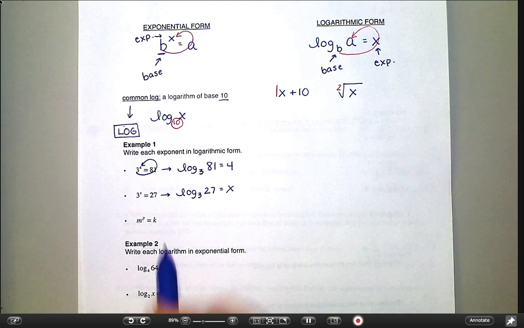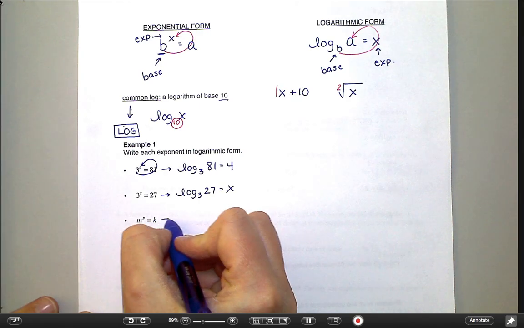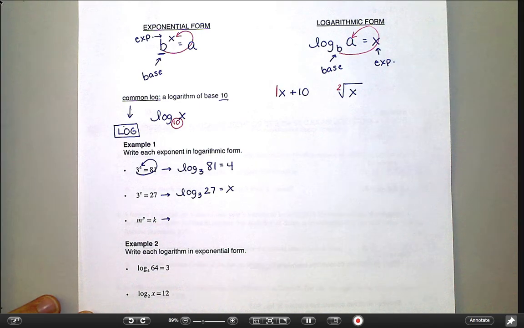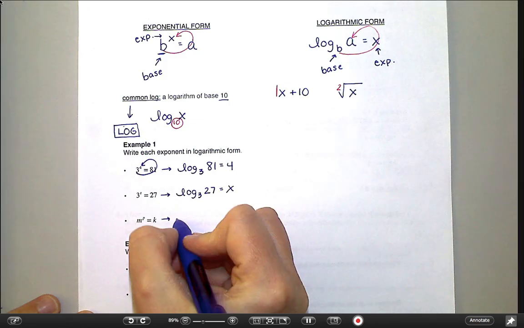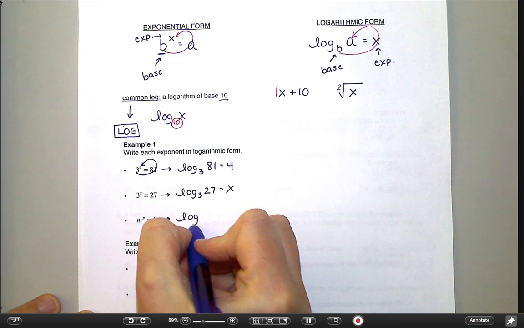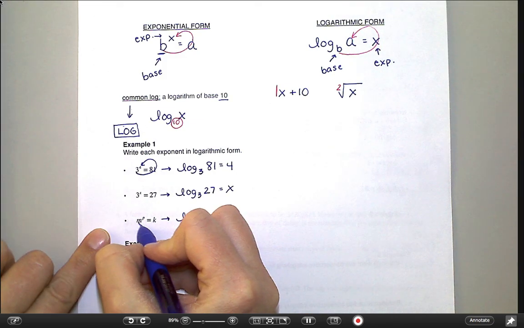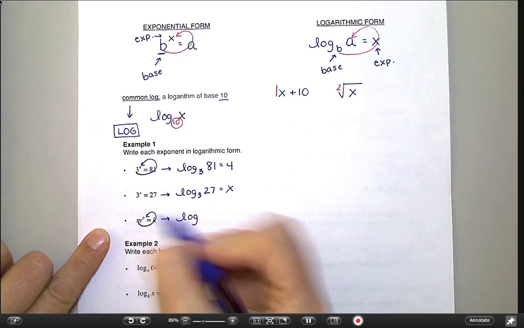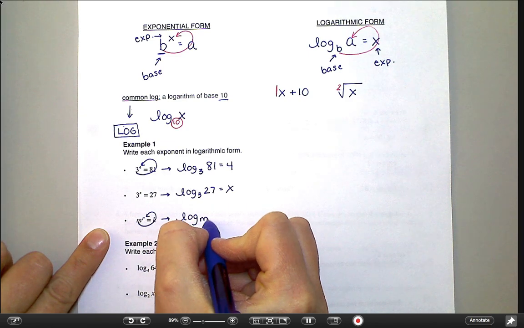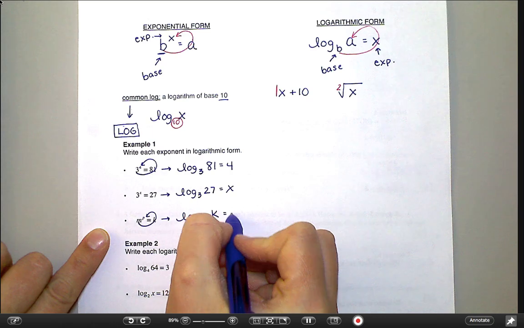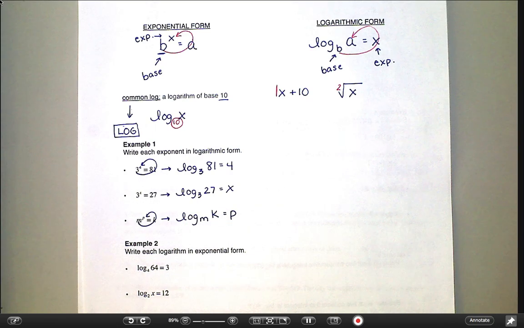Okay, this next one has no numerical context, so we have to just try to figure out what goes where. It would be log base m of k equals p. Okay, that's really all there is to that part of it.